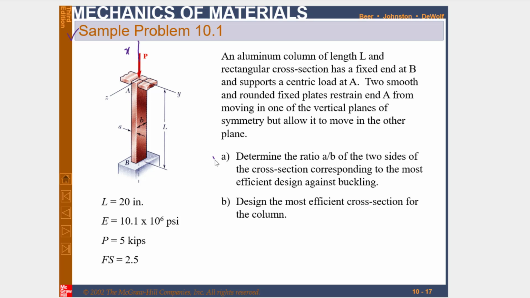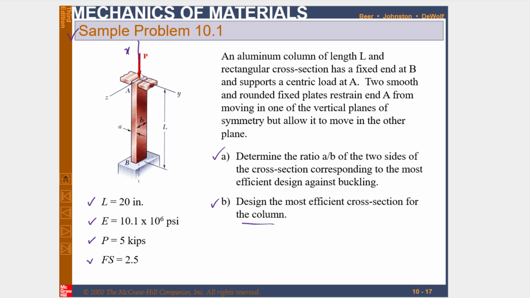What we are asked is to determine the ratio of A/B. So you have to determine the ratio between A, the thickness, and B, the width, of the two sides of the cross section corresponding to the most efficient design against buckling, and part B is to design the most efficient cross section for the column. Some data is given. Length is 20 inch. Modulus of elasticity is given as 10.1 into 10 to the power 6 psi. Load is given as 5 kips and factor of safety is 2.5. That is given.